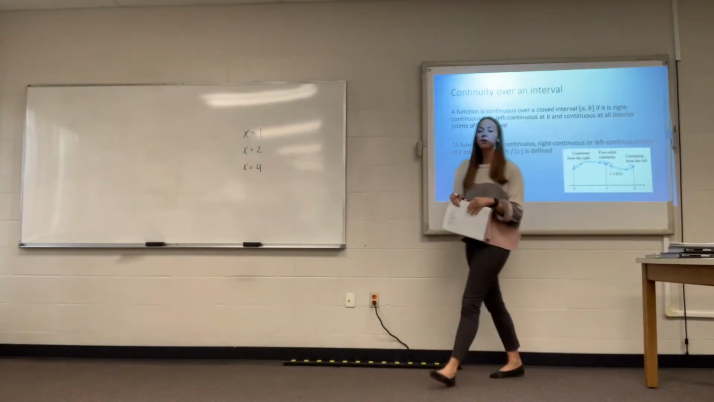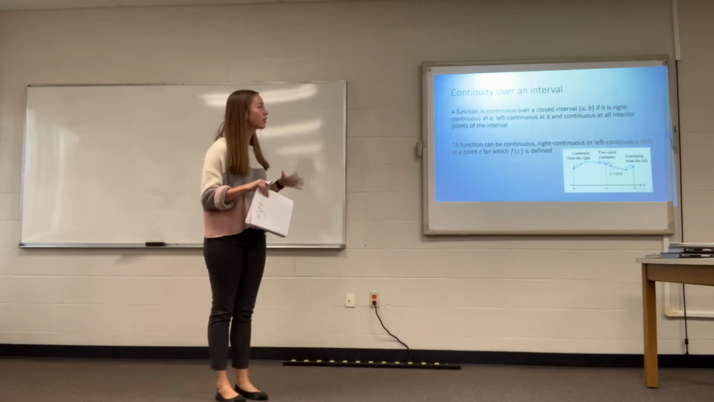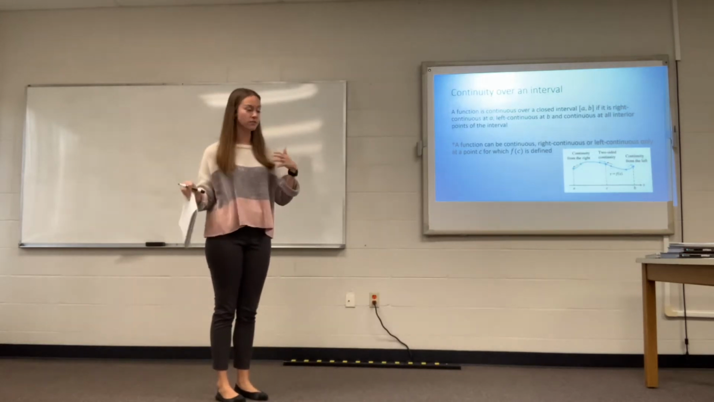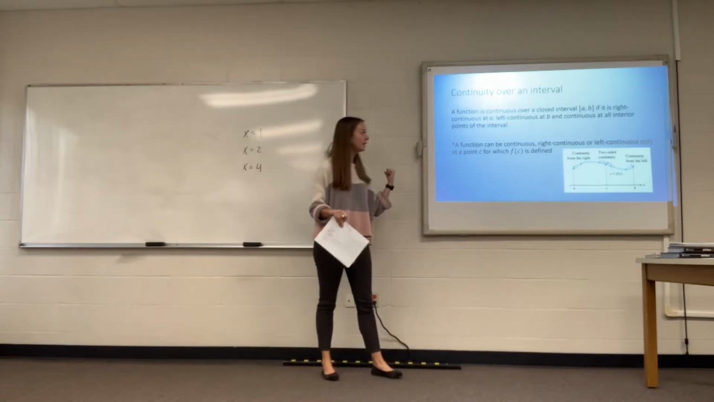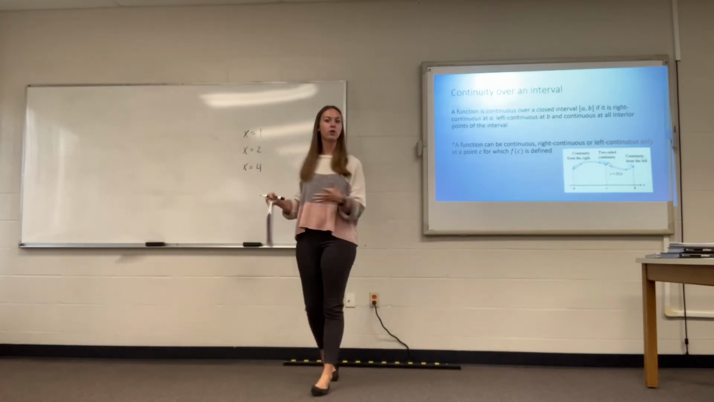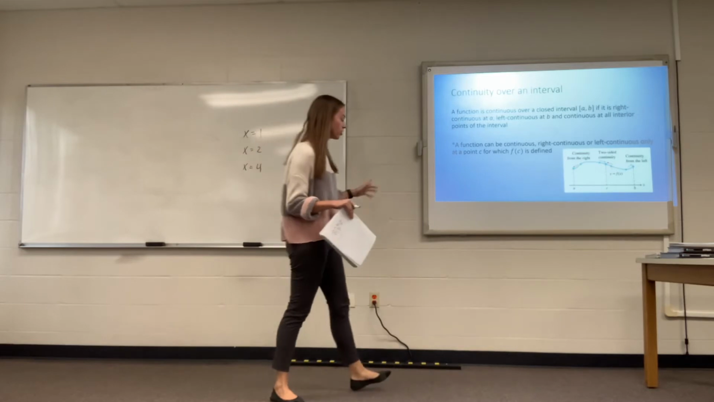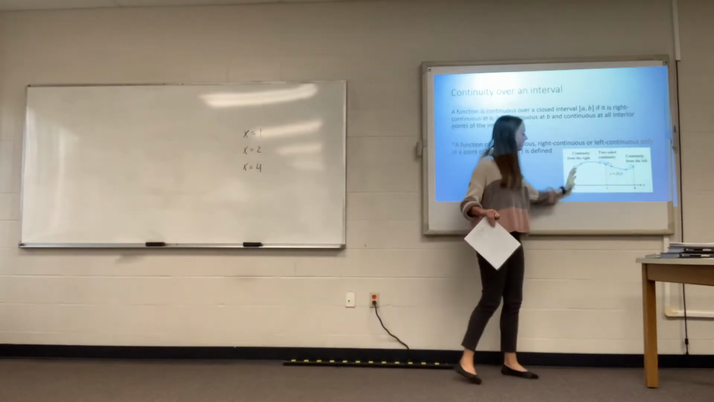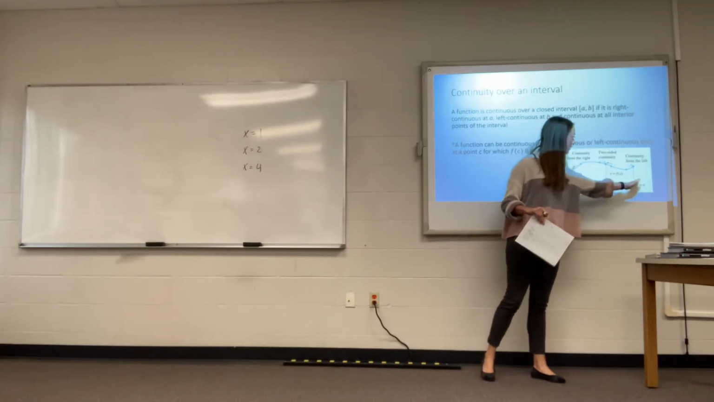Okay, so then continuity over an interval. A function is continuous over a closed interval, so from a to b, if it's right continuous at a, left continuous at b, and just continuous at all interior points of the interval. So here I have a picture. Here is the domain of this graph down here. So I'm going from a to b.